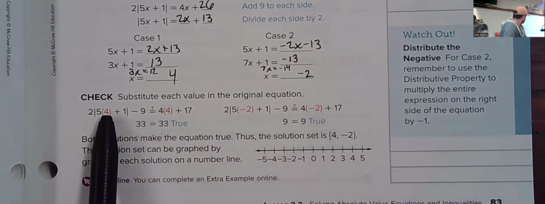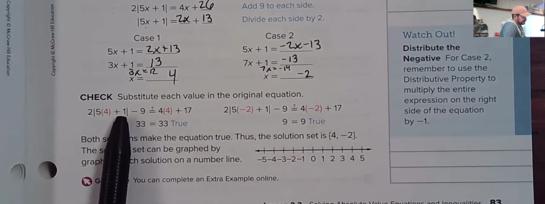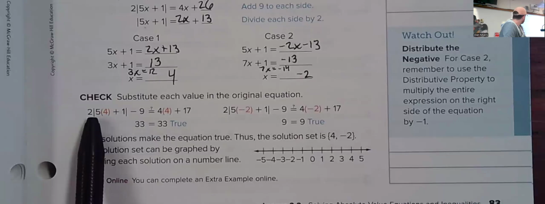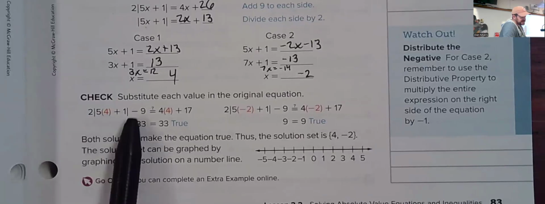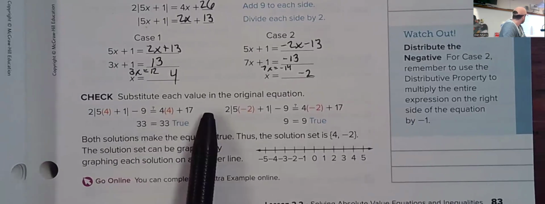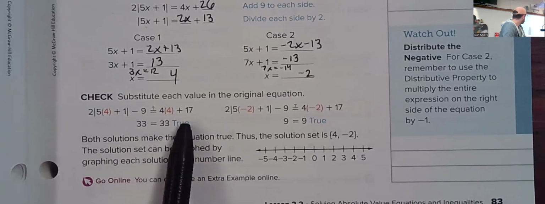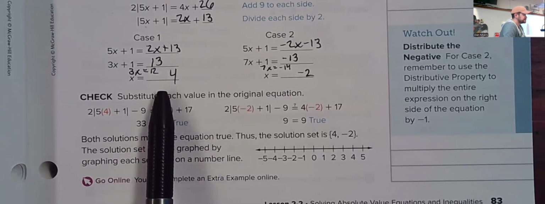5 times 4 is 20. 20 plus 1 is 21. The absolute value of 21 is 21. 21 times 2 is 42. And 42 minus 9 is 33. Over here, 4 times 4 is 16. 16 plus 17 is 33. Both sides equal 33, which means it's true, which means 4 is definitely a solution.